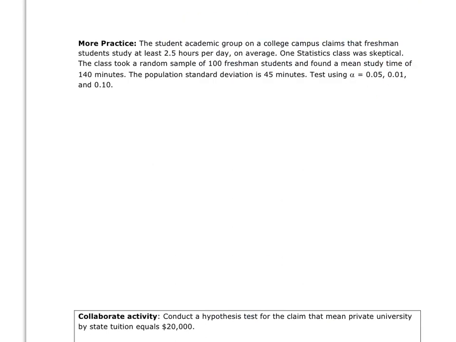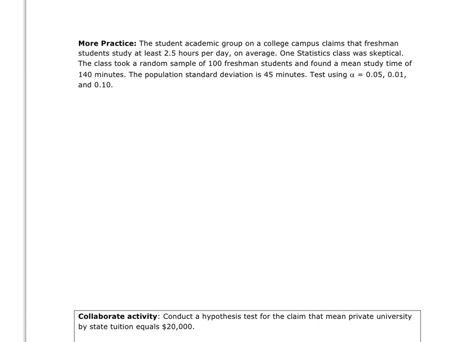Okay, one more practice problem. A student academic group on campus decides that freshman students study at least 2.5 hours a day on average. One statistics class was skeptical, so the class took a random sample of 100 freshman students, found a mean study time of 140 minutes. The population standard deviation is 45 minutes. We're going to test using 3 significance levels.